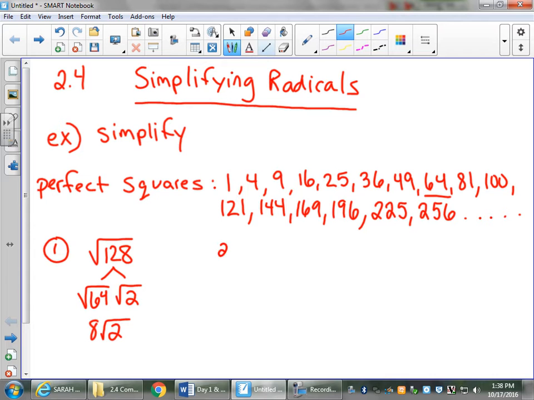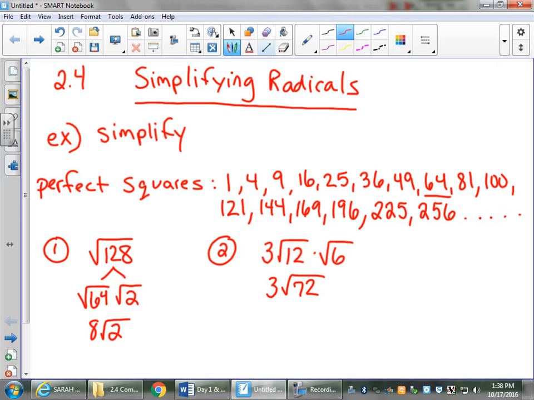I'm going to put another one up here. 3 times the square root of 12 times the square root of 6. You could try to break apart the 12 first, but I suggest when there's more than one radical and neither of the radicals are perfect squares already, just to combine them under one radical and then break it apart. So 12 times 6 is going to be 72.